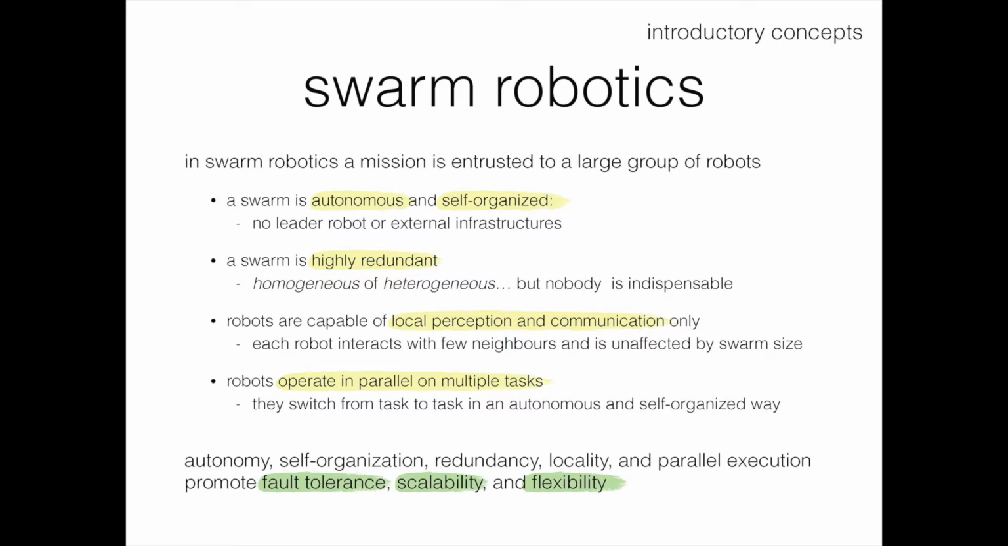The robots are only capable of local perception and communications, and therefore each individual robot can interact only with the few peers that happen to be in its neighborhood, and it is unaffected by the overall size of the swarm. The robots operate in parallel on multiple tasks, and they might switch from task to task in an autonomous and self-organized way. So all in all, autonomy, self-organization, redundancy, locality, and parallel execution are properties that promote fault tolerance, scalability, and flexibility.